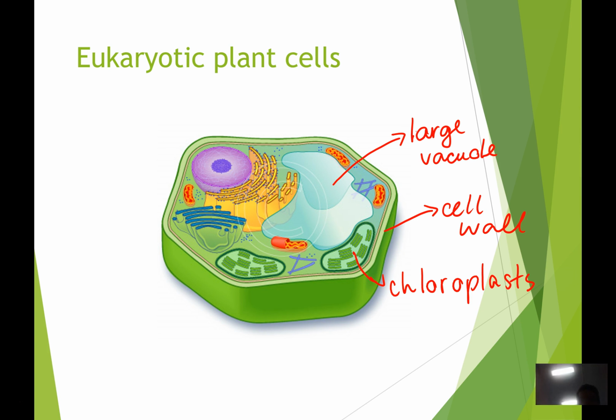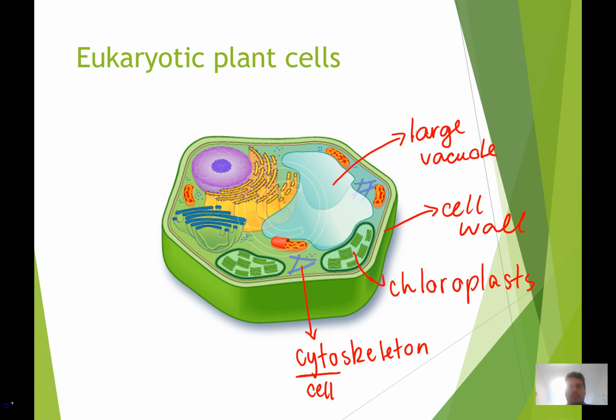Okay, one thing that we couldn't see in that other picture of an animal cell that we can see here in the plant cell is this here, which is present in both, and that's the cytoskeleton of a cell. If you ever see the word cyto, it means cell. So it's literally the cell's skeleton. It's how cells actually move around.